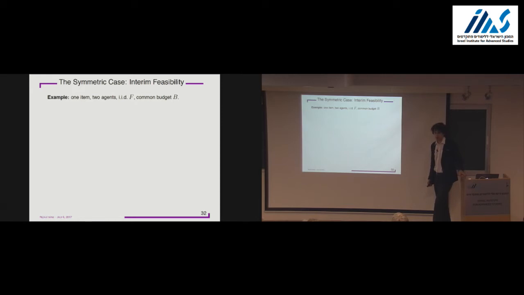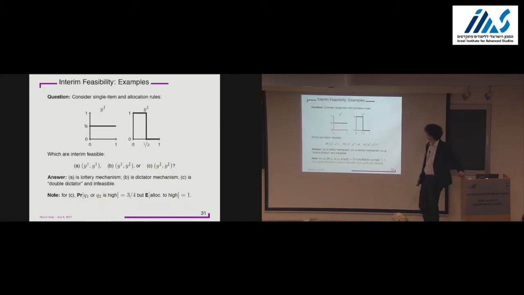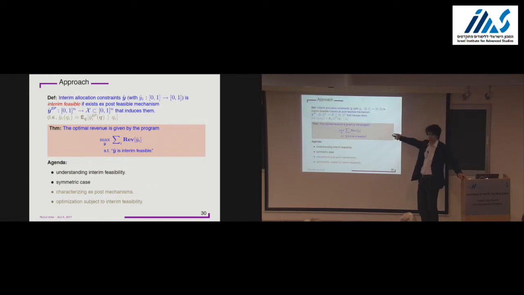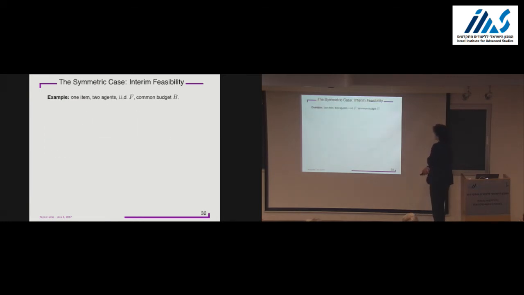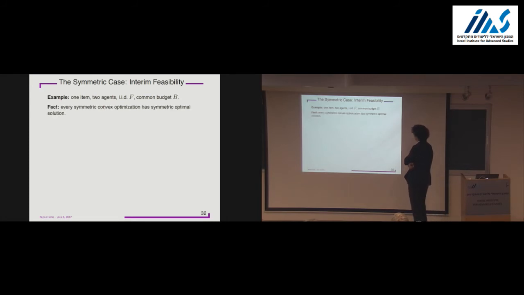Good. So now I want to look at the symmetric case. I'm supposing that I'm trying to solve this optimization problem and I have a symmetric case. So players are IID and I have maybe a single item to sell. Two agents, distribution F and a common budget, say, is our typical nonlinear example. One item. So here's the fact, an amazing fact. Actually, this is not amazing; the next fact is amazing. Every symmetric convex optimization has a symmetric optimal solution.